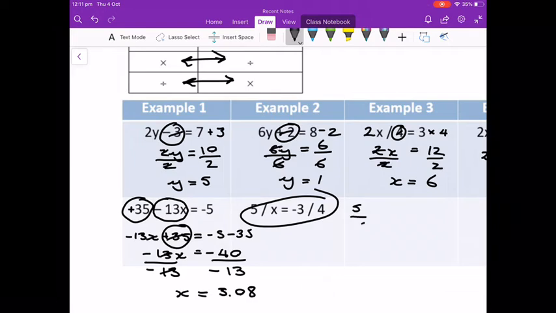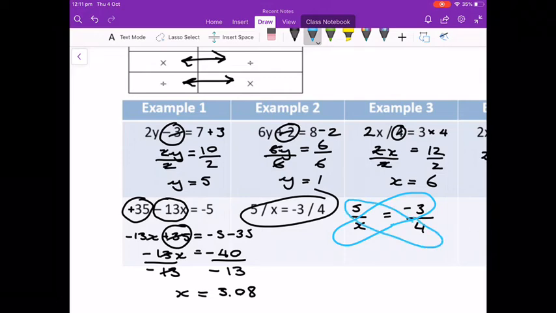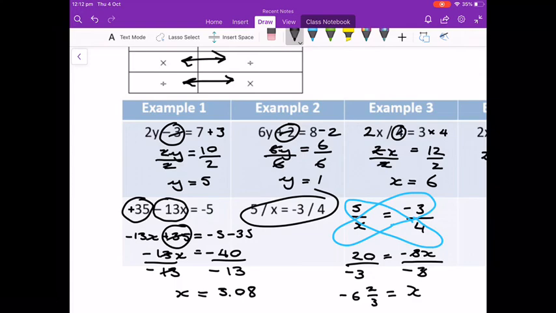Let's look at the last example. It says 5 over x equals negative 3 over 4. So I can see two fractions here, and I like to solve my fractions by cross multiplying. Therefore, 20 equals negative 3x. Now I only want 1x, so I'm going to divide 20 by negative 3 to figure out what x is. And 20 divided by negative 3 is negative 6 2/3.